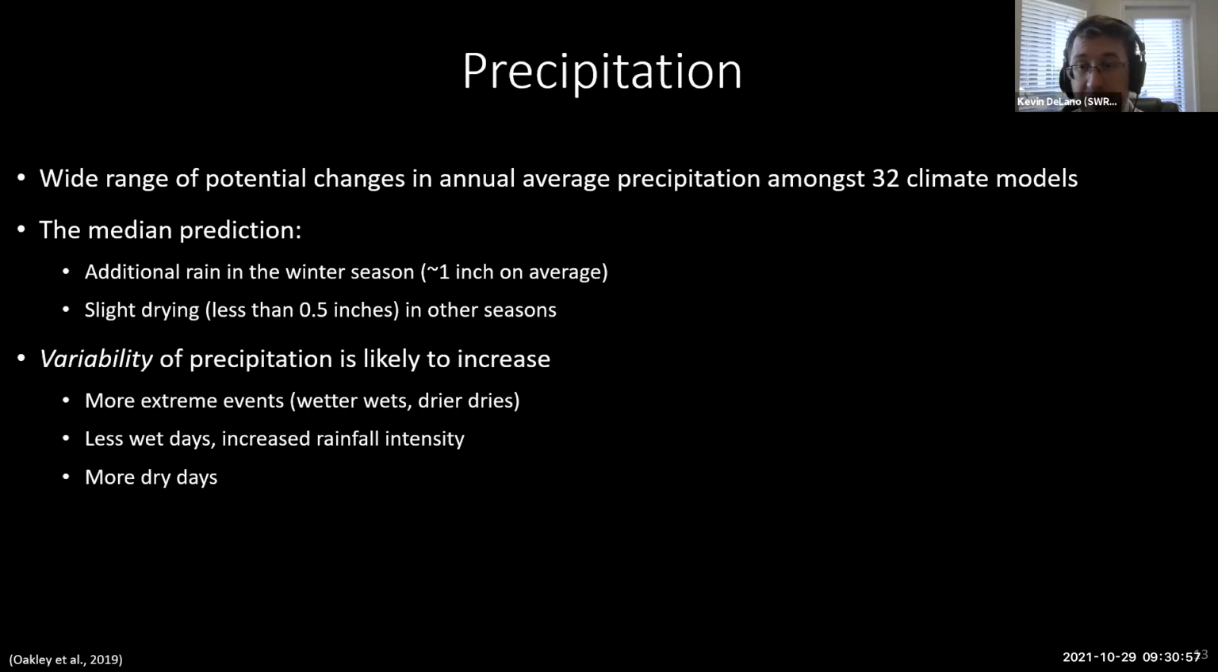But the median prediction from all 32 models was that there will be additional rain in the winter season, about 1 inch more on average, with slight drying, less than 0.5 inches, in other seasons. So basically the median prediction is that winters get a little more wet, the rest of the seasons get a little more dry.